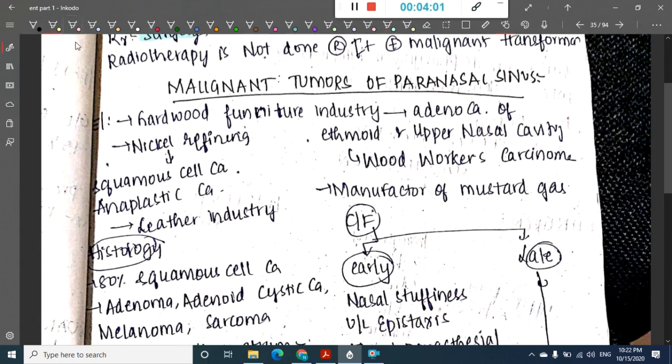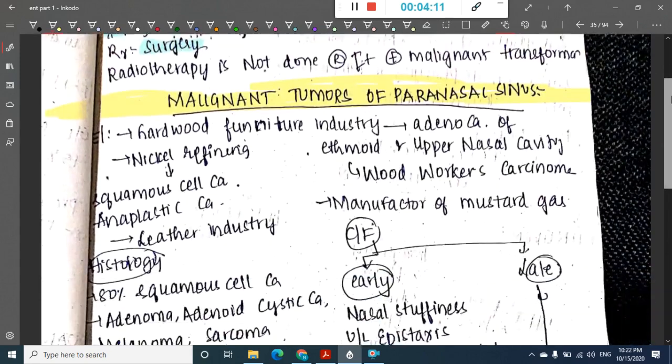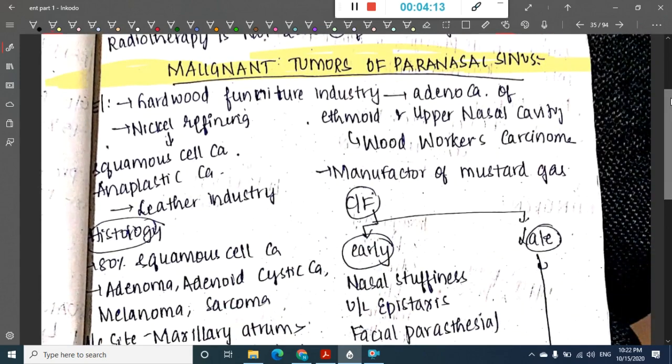Then if we see malignant tumors of paranasal sinuses. So what are the malignant tumors? So these were the benign tumors. Now, what are the malignant tumors of paranasal sinuses?